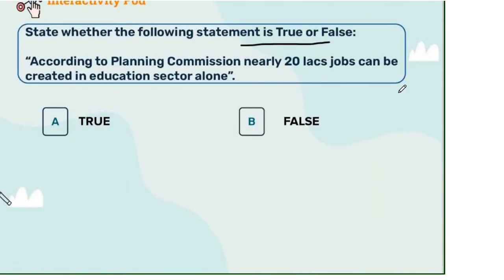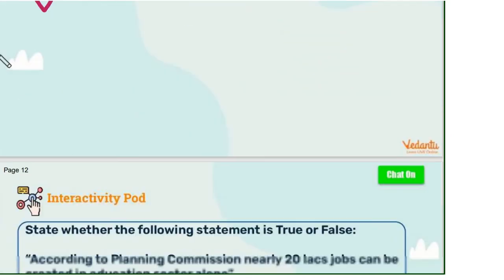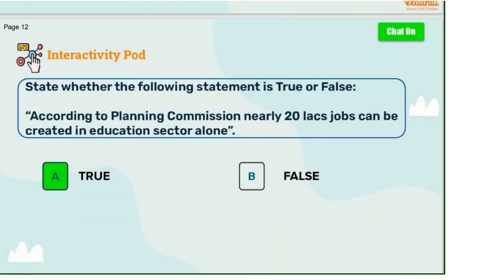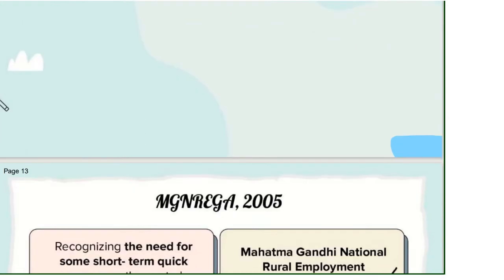True or false? According to the Planning Commission, nearly 20 lakh jobs can be created in the education sector alone. Is it true or false? As per me, it's true. So let's check my answer. Right, I know it's right. I told the answer only, so it's correct. It's the true option.